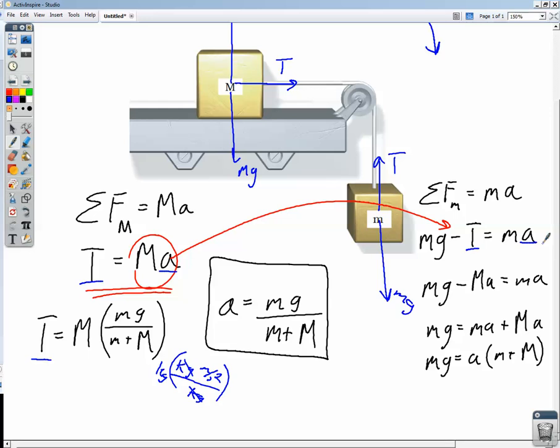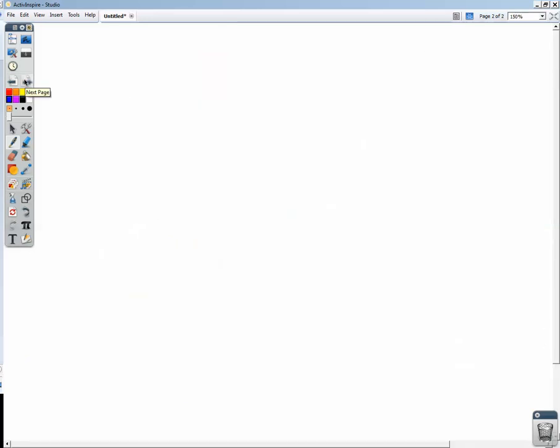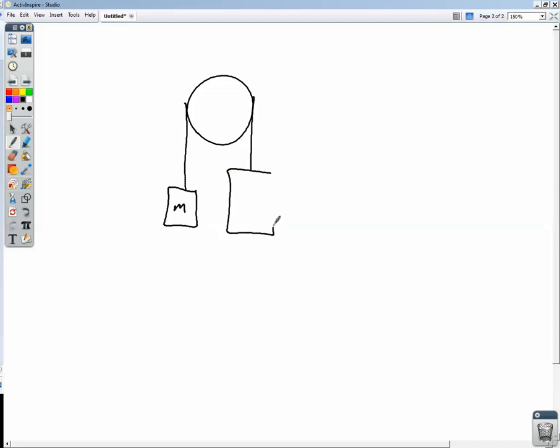Other types of Atwood systems, the most common you'll see is you've got a pulley here, and on one side is a little m, and on the other side is a much larger M. Find the acceleration of the system. These problems work the same way that we just saw. You're going to define a positive direction for both masses. You're going to draw a free body diagram. Here we've got little mg going down, and we've got the tensional force going up. And on this side we have big Mg, and the tensional force going up.